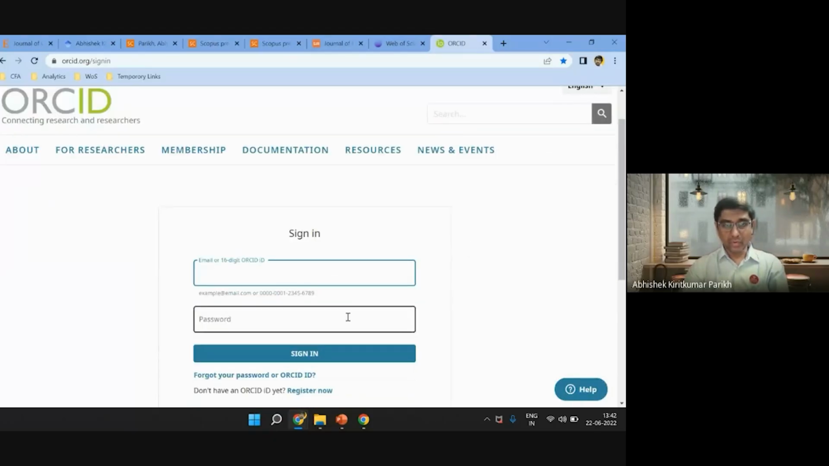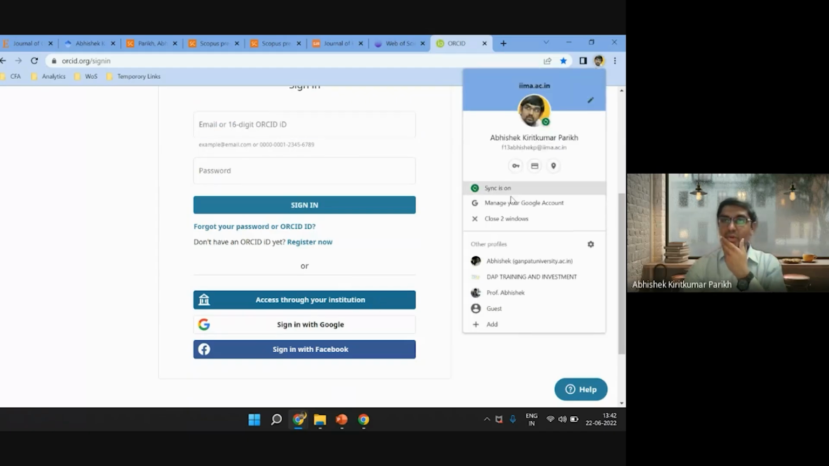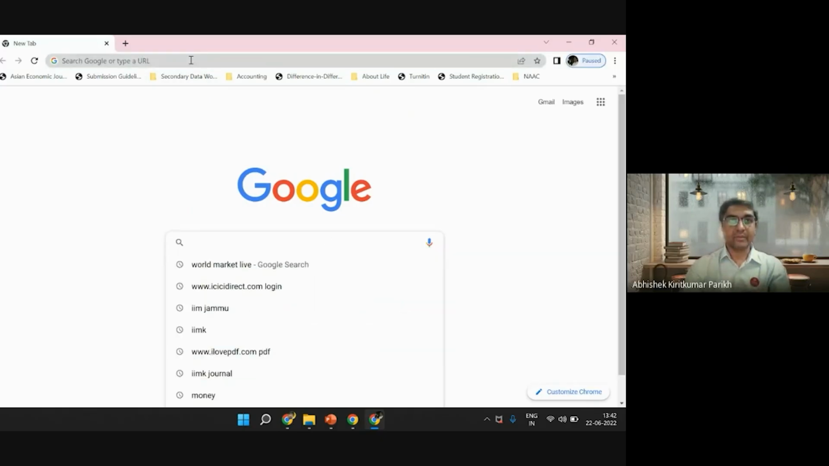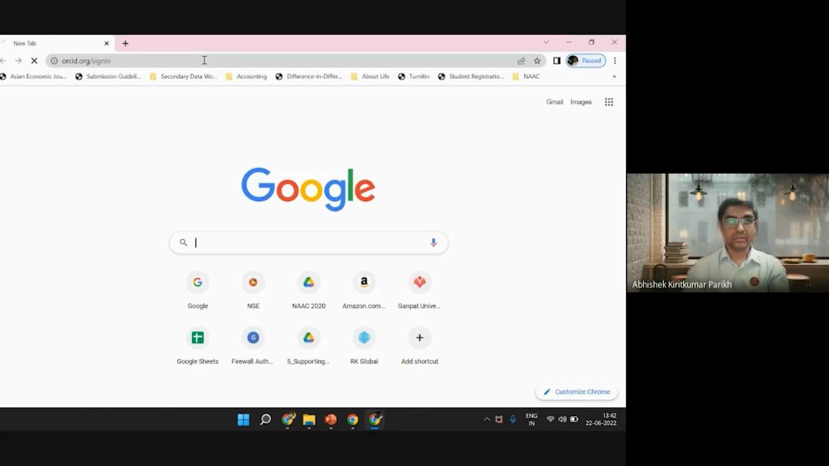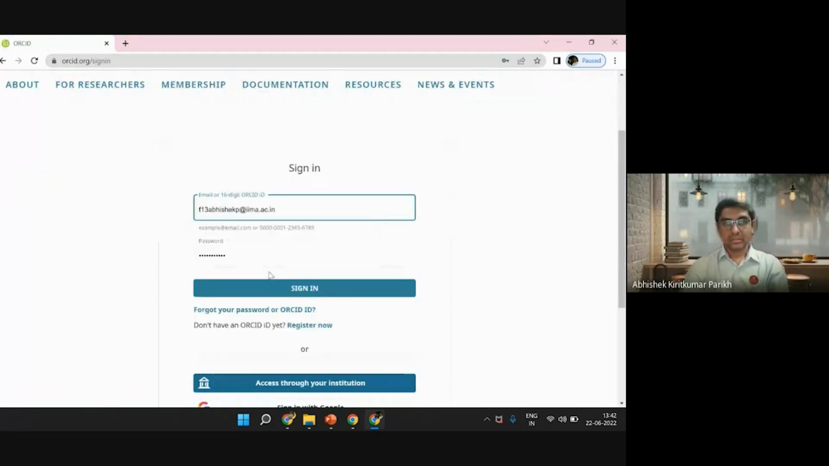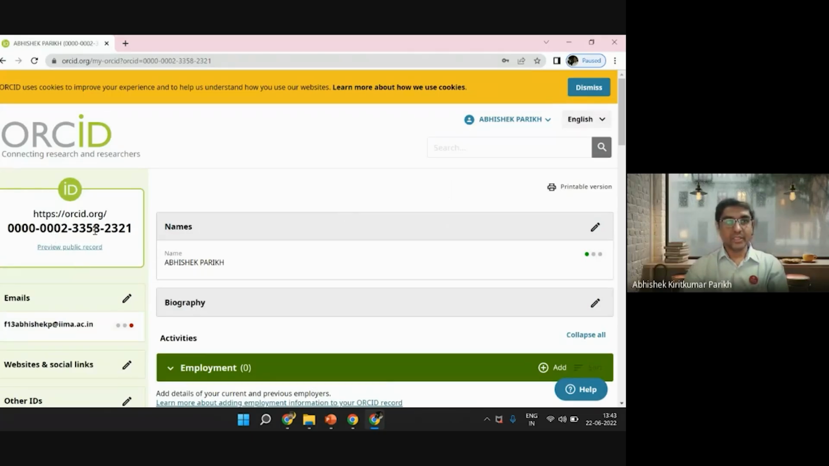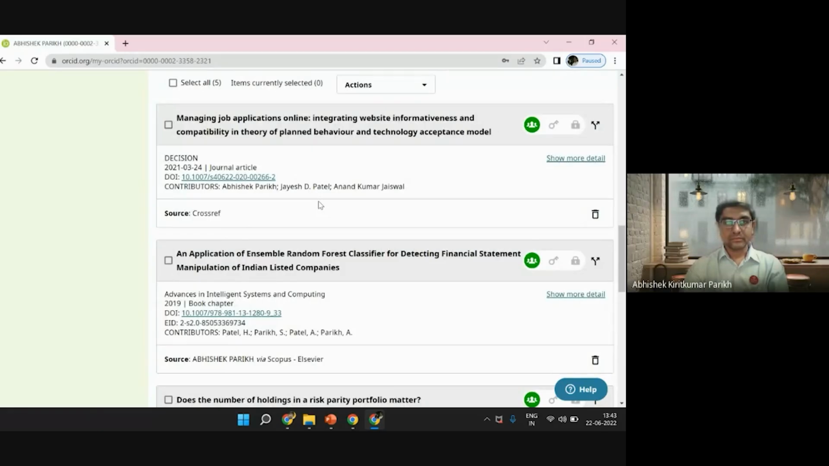right? So if you don't have one, register here. If you want to create it through Google, you can directly sign in with Google. It will create your profile. My ORCID number is available with the Abhishek.Parikh profile. So here I can sign in. Can you see? This is my ORCID profile. Right, these are my publications.